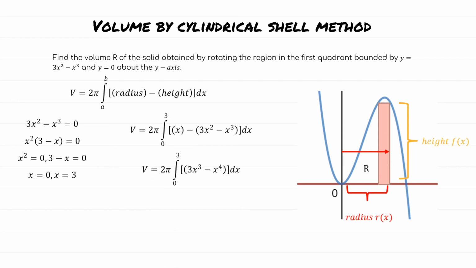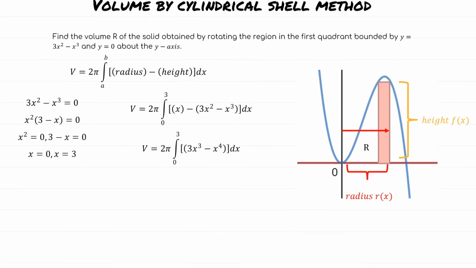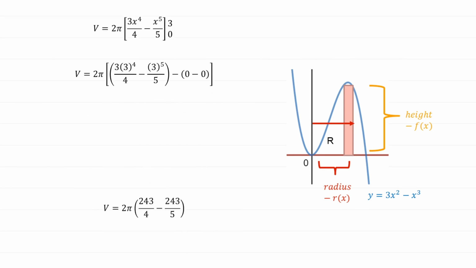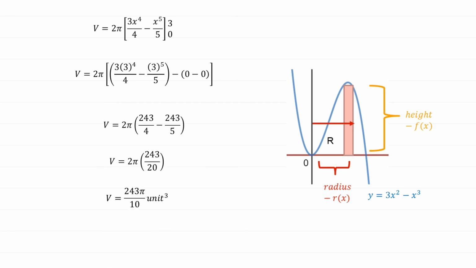Substitute in the formula. Expand, integrate, solve until we get the final answer, 243 pi over 10 unit cube.